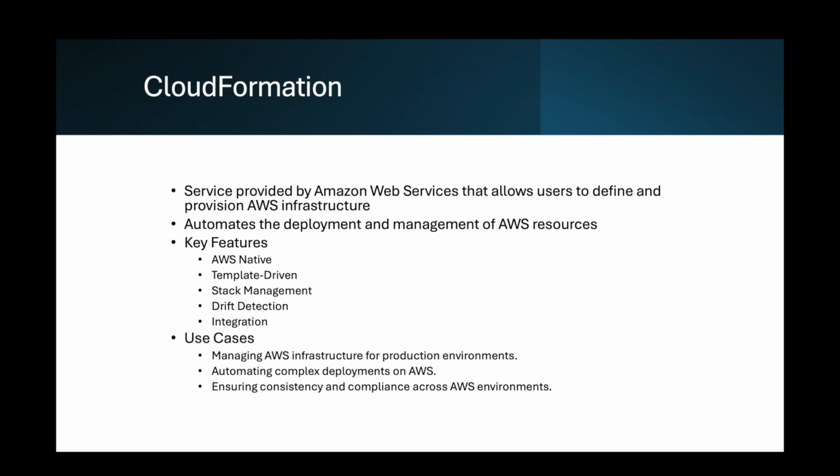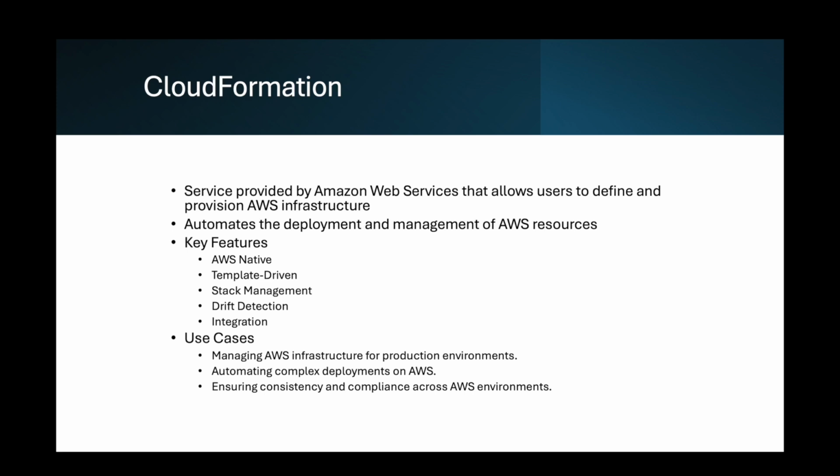CloudFormation. Now, AWS CloudFormation is an IaC service provided by Amazon Web Services that allows users to define and provision AWS infrastructure using templates written in JSON or YAML. CloudFormation automates the deployment and management of AWS resources, ensuring that infrastructure is consistent and predictable. Some of the key features include it's AWS native, designed specifically for managing AWS resources. It's template driven. Infrastructure is defined using templates, making it easy to replicate environments.